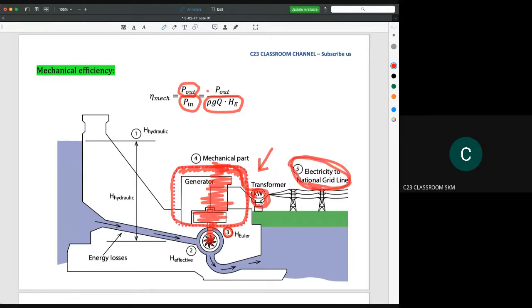Normally in our syllabus, the power output will be given straightforwardly in the question. Again, in this situation, please make sure that you understand which one is output and which one is input, because the Euler head alone cannot be determined as input or output. It depends on the situation and on the definition, on what kind of parameter you want to calculate.